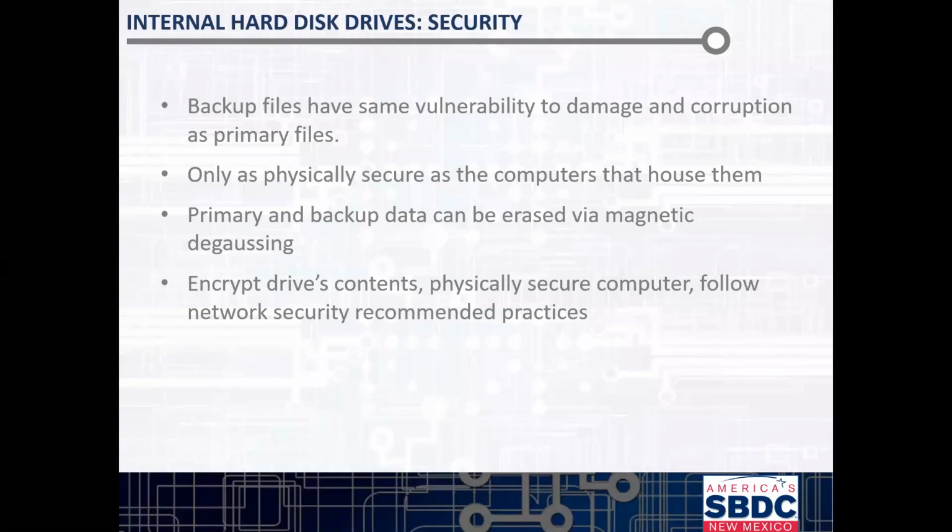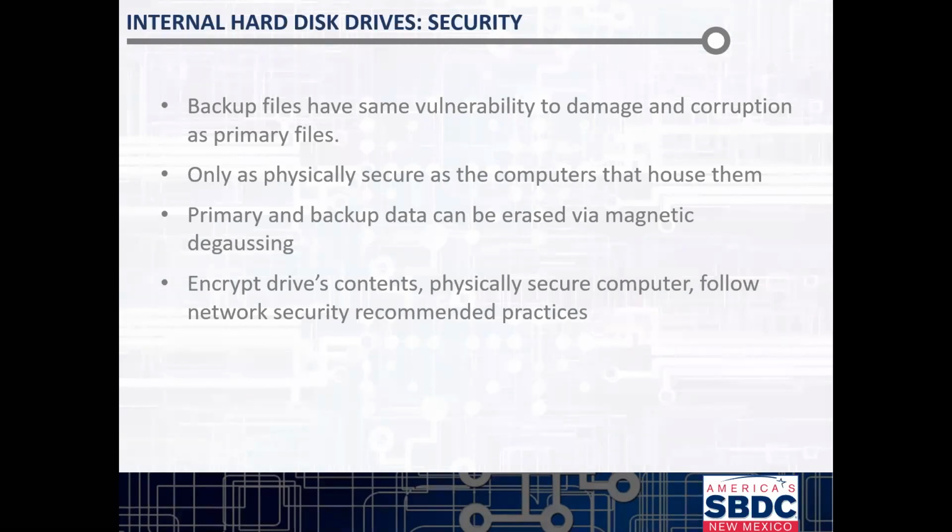You can encrypt hard drives to prevent unauthorized access to stored data, but that data could be erased and the hard drive could be rendered unusable through magnetic degaussing, without necessarily accessing the hard drive electronically. So to increase the security of your internal hard drive, you want to encrypt the drive's contents, physically secure your computer, and follow recommended network security practices, like using firewalls and antivirus software. That's the primary way, but not necessarily the best way if we're truly trying to back up our data. But it is one of the three backup options that we have.